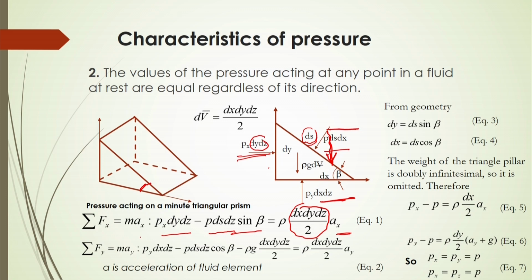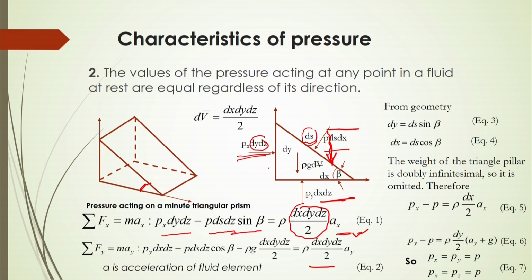So, in the x direction the force balance will be this, and in the y direction again the total sum of force will be equal to m into a y. A y is the acceleration in the y direction. In the y direction it will be P y dx dz minus P into ds dx cos beta minus rho g into dx dy dz by 2, that will be equal to rho into dx dy dz by 2 into a y.